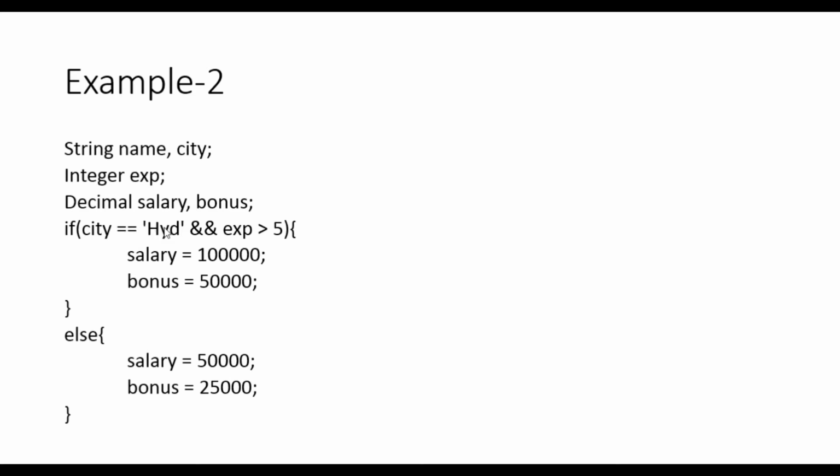If the city equals Hyderabad and experience is greater than 5, then I'm going to display the salary as 1 lakh and the bonus as 50,000. For the rest of the cities, I'm going to display the salary as 50,000 and the bonus as 25,000. So you are assigning the values for the salary and bonus variables inside the if-else statement based on the conditions in the if condition.